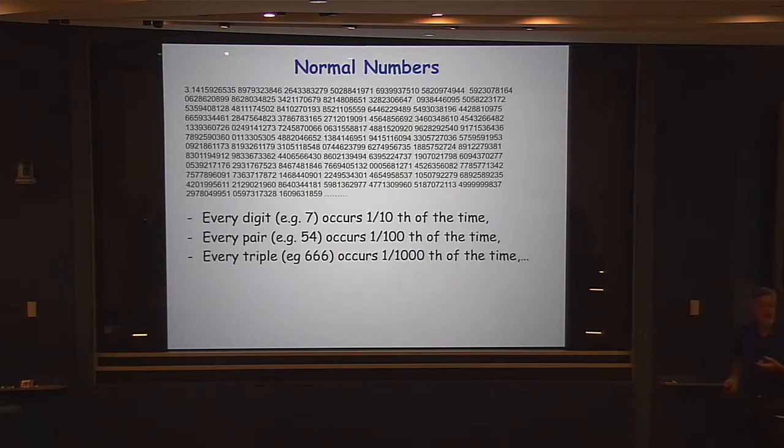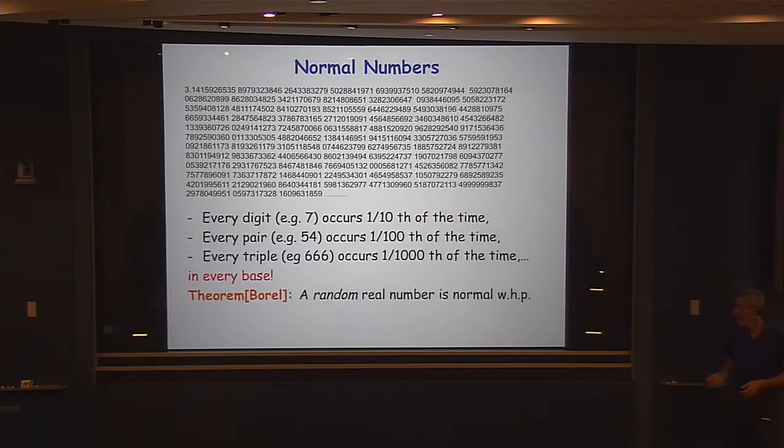I want the same conditions to be satisfied in every base. If you write this number in base 2, I want every digit to appear 1/2 of the time, and so on. So in base 2, base 3, base 25, base 1,000,000. If a number satisfies all these countably many conditions, I call it normal. And now you should wonder, are there normal numbers? In fact, it's a simple theorem of Borel that almost all real numbers, all but a set of measure 0, are normal. So this property is abundant, and an abundant property I want to call pseudorandom. So that's a pseudorandom property.